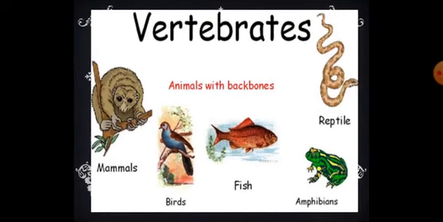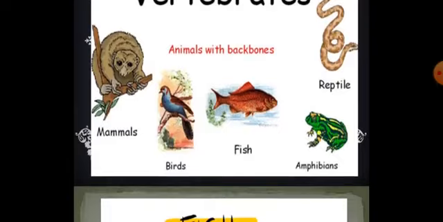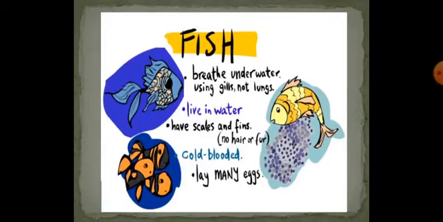Vertebrates. Vertebrates are animals with a backbone, for example, mammals, birds, fish, amphibians, and reptiles. Fish. Fish breathe underwater using gills, not lungs, and they live in water. Fish have scales and fins, and they don't have hair or fur. They are cold-blooded animals and they lay many eggs.